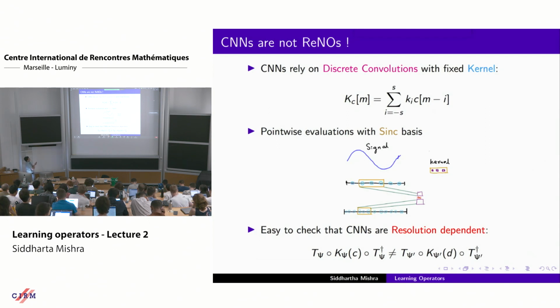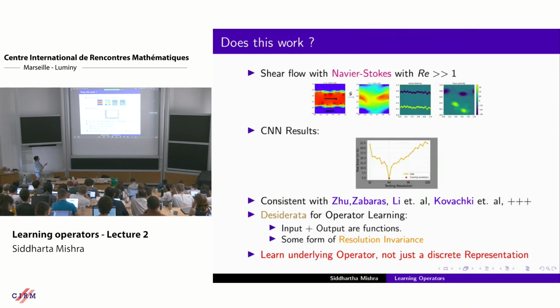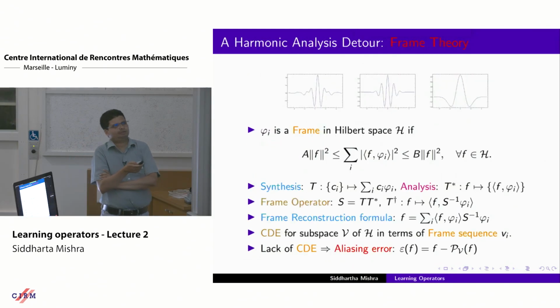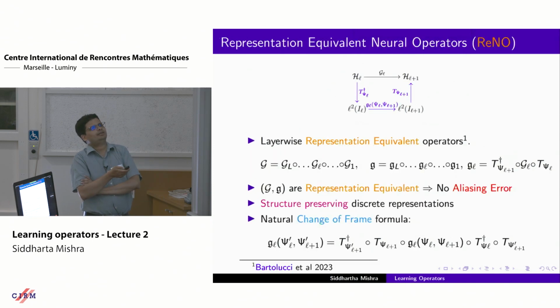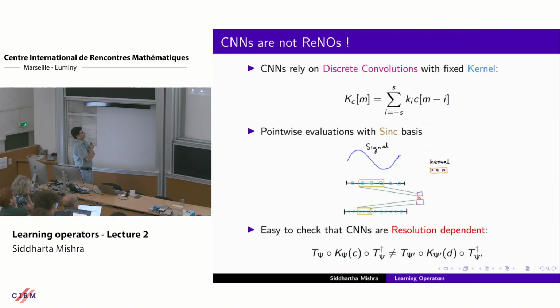The first ones are, of course, CNNs. So maybe I go back a little. We started out with this example with CNNs and interpolation, and essentially we wanted to explain this kind of behavior. It turns out it's fairly easy, although it was not done before, to prove that CNNs are not ReNOs, in the sense that they are not representation equivalent. I just want to explain it visually. What CNNs do is discrete convolutions with a fixed kernel. This is the idea behind CNNs.